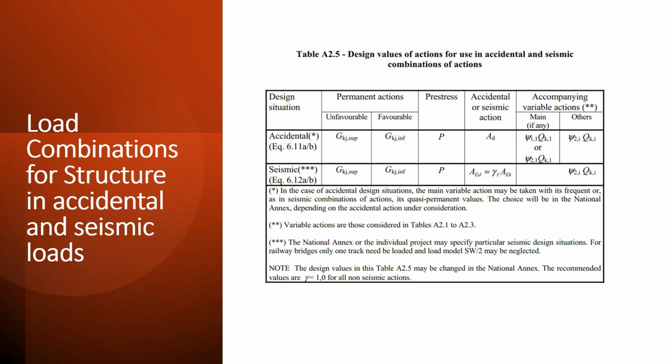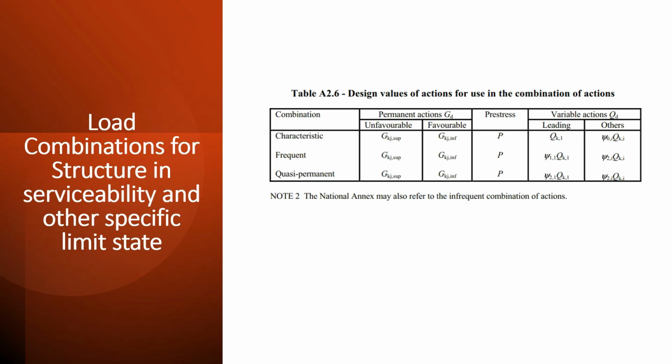So you have to read all the clauses below the equations also, where what things we have to use in what case. Here it is explained properly. Same is the combination for the characteristic, frequent, and quasi-permanent, right? Same thing for the favorable and unfavorable. There are no coefficients, right?